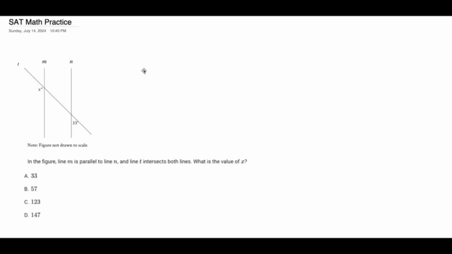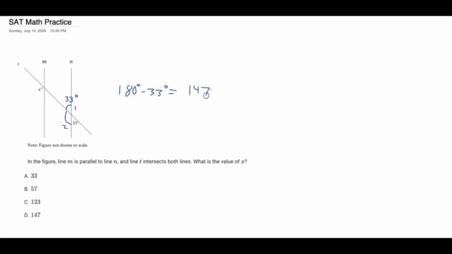In the figure, line M is parallel to line N, and line T intersects both lines. What is the value of x? All right, so first off, what we have here are vertical angles, right? So they give us 33 degrees here, so we know the angle across from that will also be 33 degrees. So if we call this angle right here that we just labeled angle 1, and let's call this one angle 2, angle 1 and 2 are supplementary angles, right? Because two angles that make up a straight line will be equivalent to 180 degrees. And so if we know the total between those two angles is 180 degrees, and we just found angle 1, right? Then we can find angle 2. And so angle 2 here will be 147 degrees.